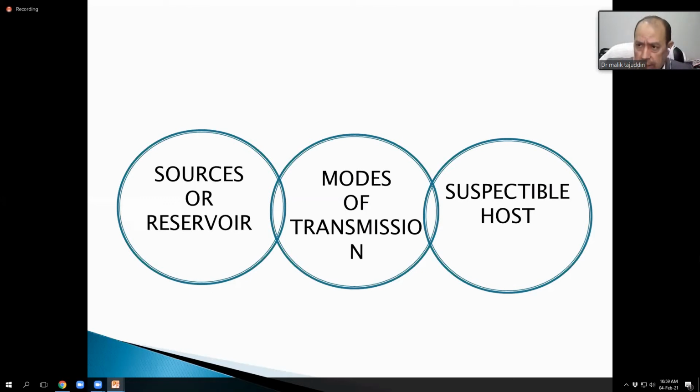For example, in malaria control, what is the source? Source is the person who has had malaria and who has gametocytes in his blood. That's the human being. Malaria is also present in many other species like monkeys, etc. So that may be the source as well. What is the transmission mode? Transmission mode is vector-borne. So a mosquito bites the person who has malaria.